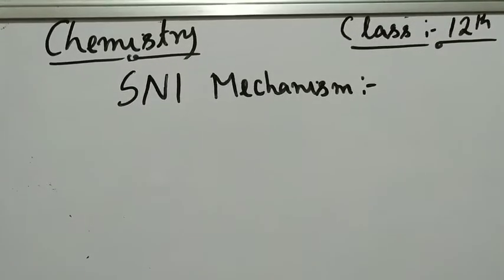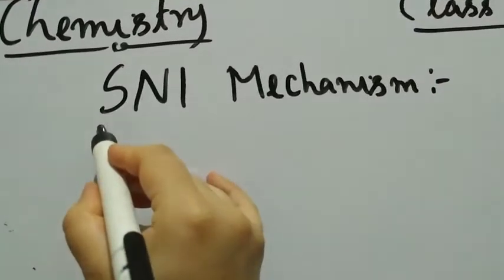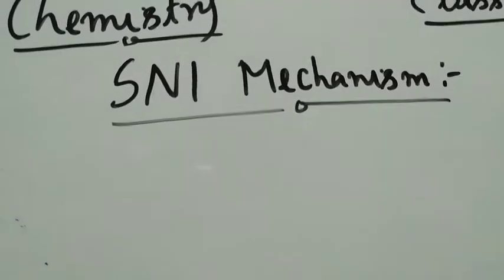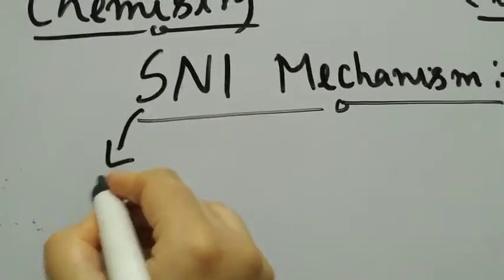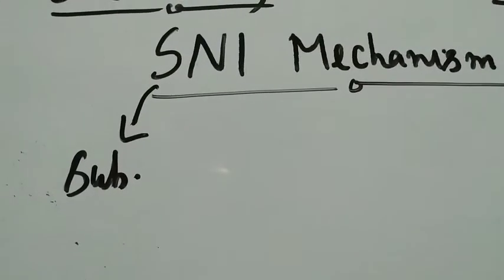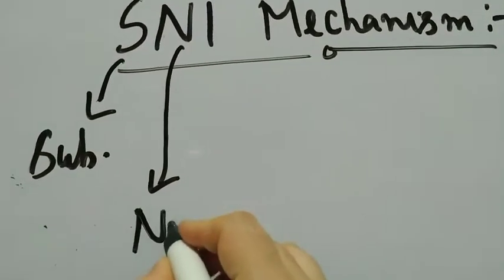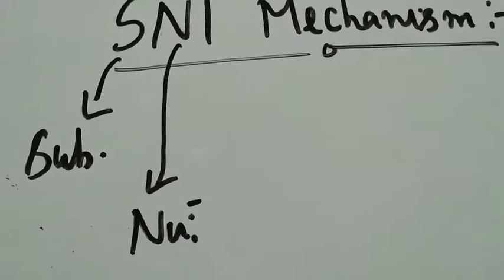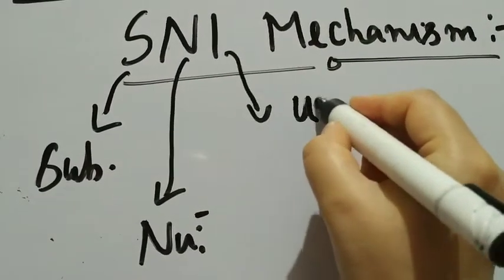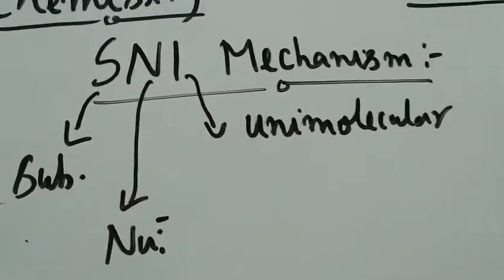Now, continuing with the mechanisms of nucleophilic substitution reactions, the second type we'll be talking about is the Sn1 mechanism. In Sn1, the S stands for substitution. The primary type of organic reactions we are dealing with are substitution reactions. Substitution of what? Nucleophile. A weaker nucleophile is replaced by a stronger nucleophile, and 1 stands for unimolecular in the Sn1 mechanism.